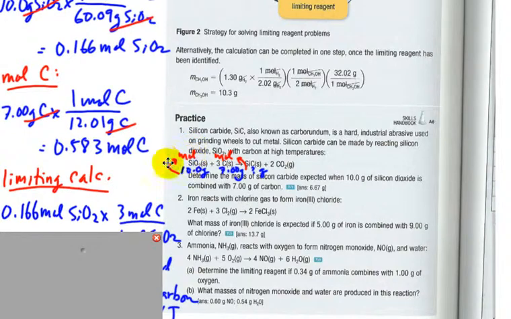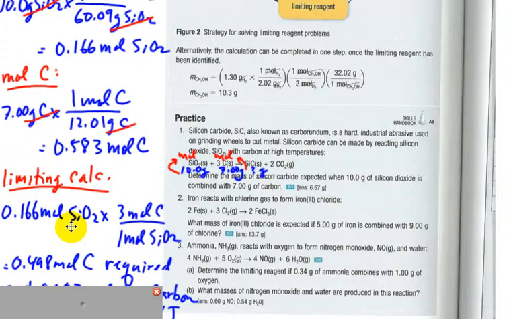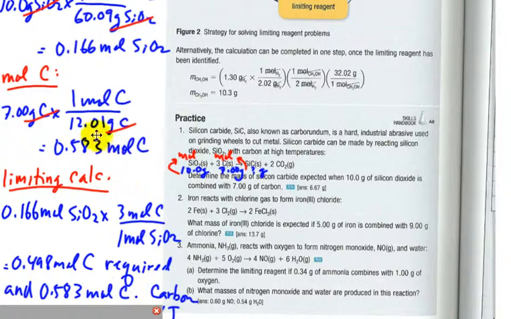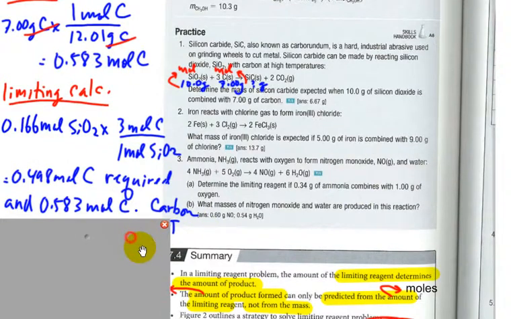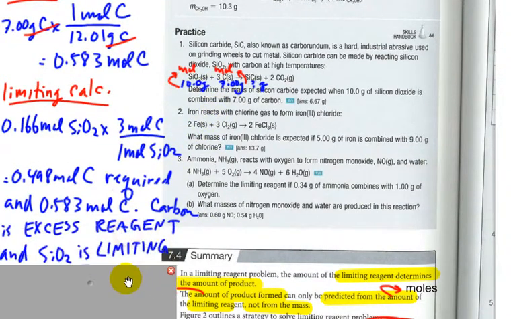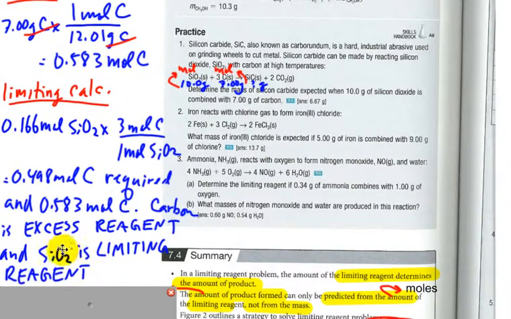So my 0.16 moles of silicon dioxide will react with carbon in a 1:3 ratio. Starting with 1, going to 3. So that turns out to be 4.498 moles of carbon is required. And what I do have is 0.583. So I do have enough and more. So therefore, carbon must be in excess. It's the excess reagent because I have extra of it once I use up all of the silicon dioxide. So of course the silicon dioxide is the limiting reagent.